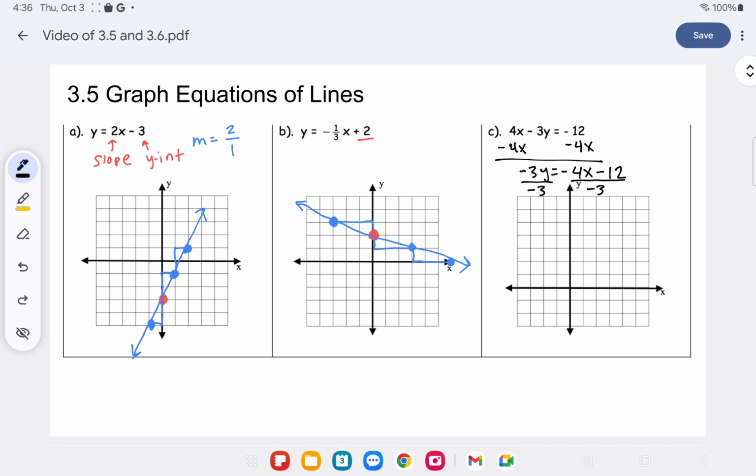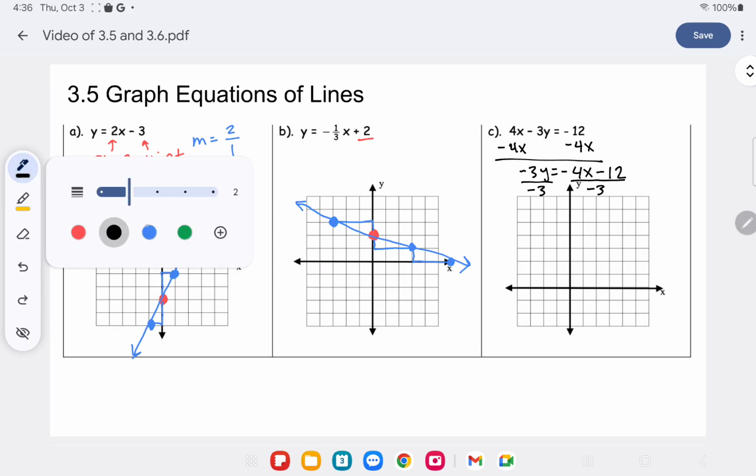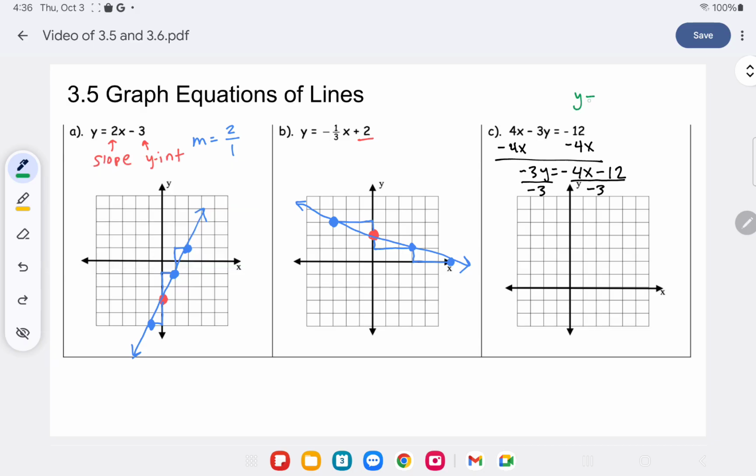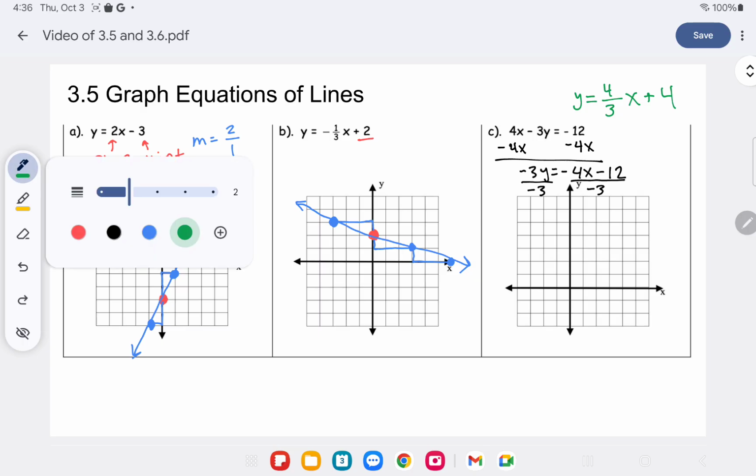When I divide everything by -3 to continue to isolate that y, I have -4 divided by -3, which is 4/3. Because a negative divided by a negative is a positive, it's +4/3. So that's my slope. And when I take -12 divided by -3, I get +4. So my y-intercept is 4. That's the first point I'm going to plot on my graph.